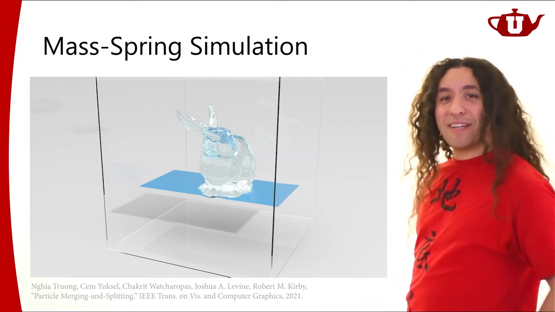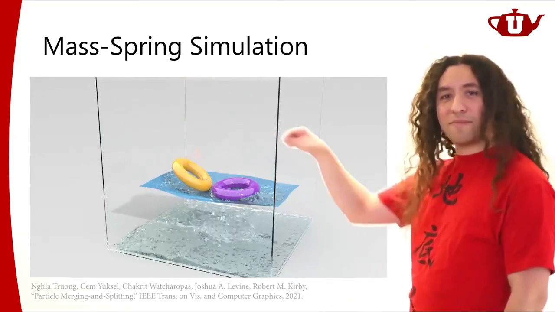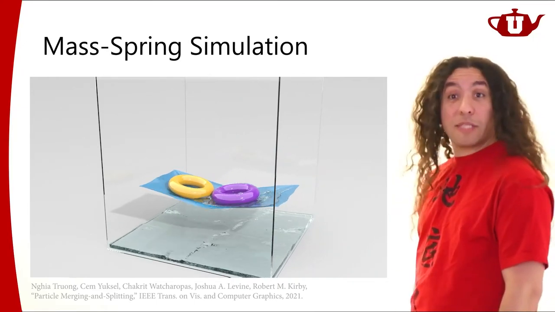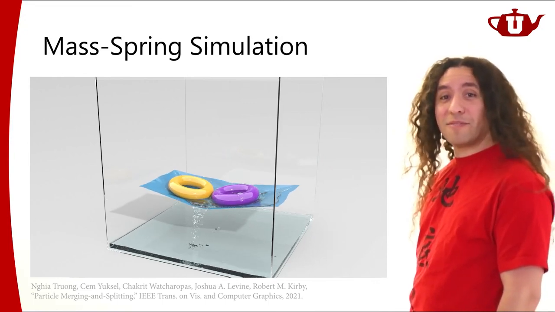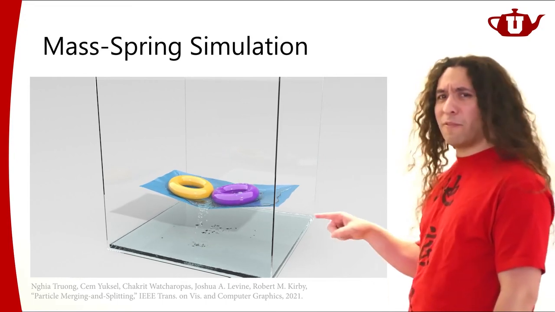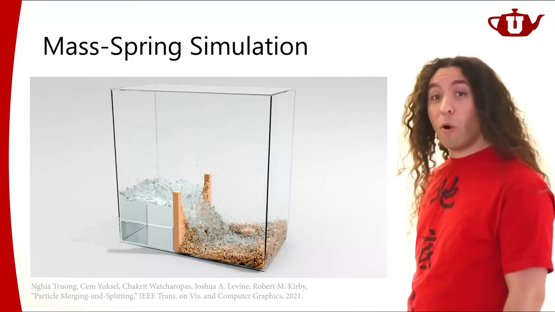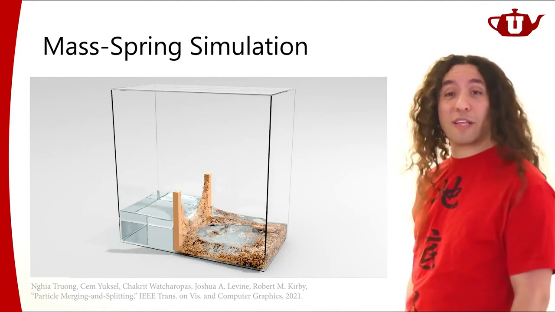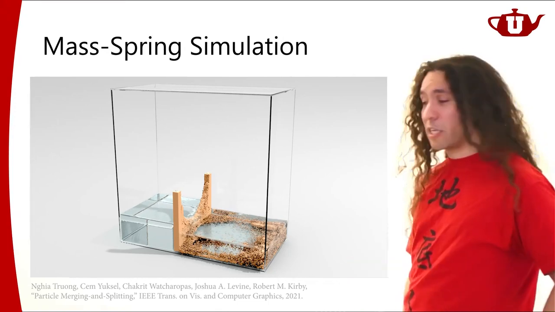So here in this animation, this cloth and these torus models, these donuts, are actually simulated using mass spring systems. You can get all sorts of really interesting animations with mass spring systems. The fluid is not a mass spring system, it's different. And in this case, this fracturing wall is a mass spring system too. So you can do all sorts of interesting things with mass spring systems. It's a very versatile simulation model.